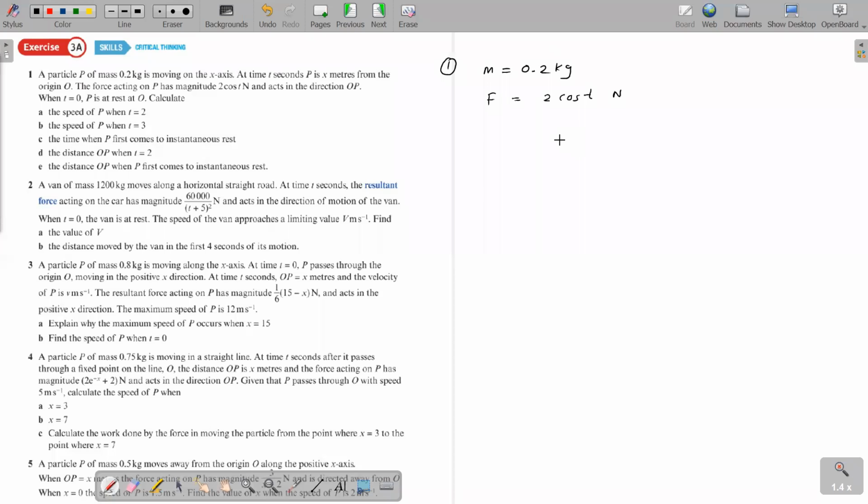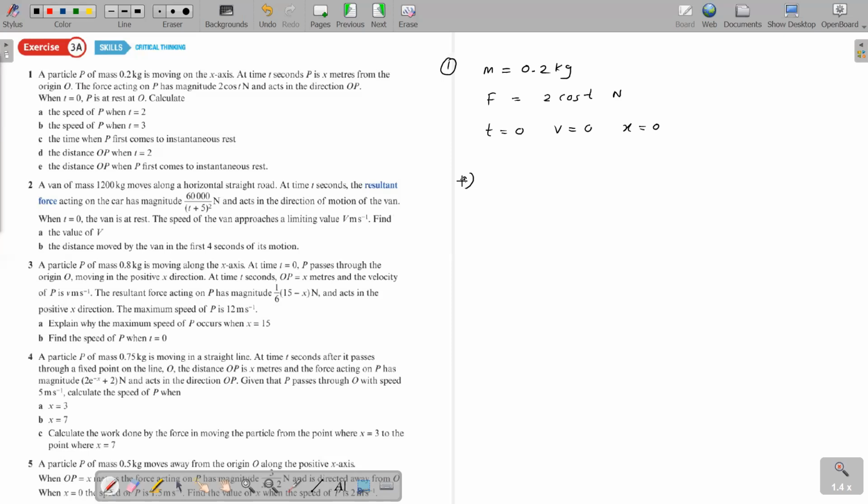Okay. When t equals 0, so these are basically the boundary conditions. When t equals 0, particle is at rest means the velocity is 0. At O means x is 0. Basically, at time 0, particle is at rest at the origin. So at time 0, velocity is 0 at x equals 0, because origin means the displacement 0 position. Calculate the speed of P when t equals 2. How do you calculate the speed? Now they have given you the force. How do we come from the force to the speed?